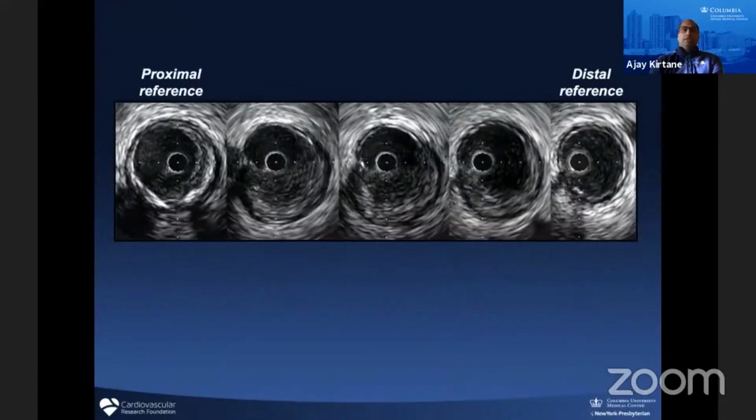Now, how do we do it? I told you before about how to do it with OCT. It's much easier. You measure EEL to EEL. You can then determine your stent size accordingly. With IVUS, people don't always know how to do it.